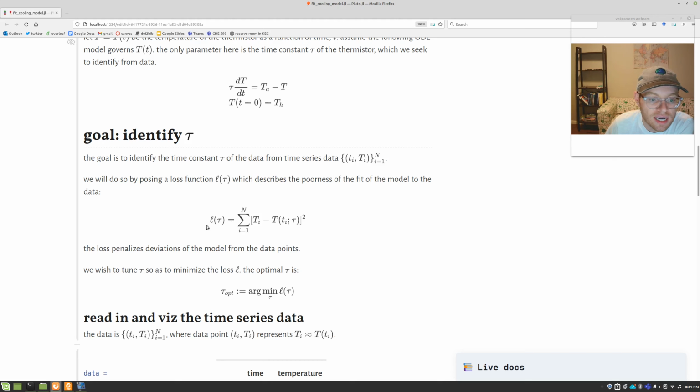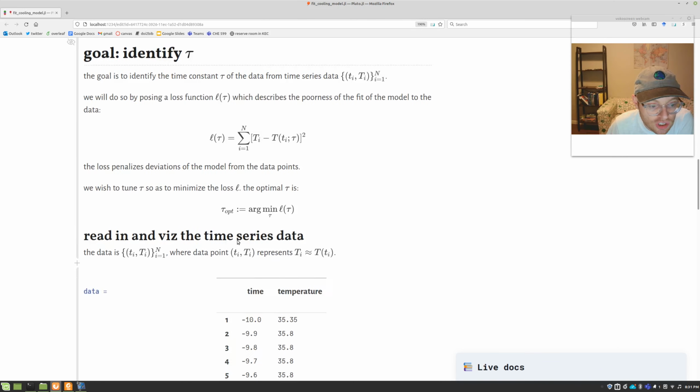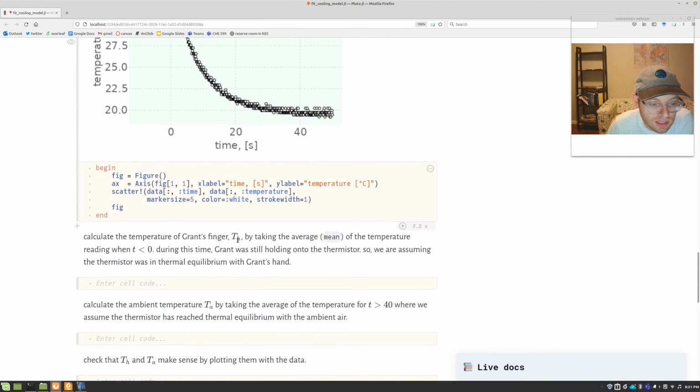So you're thinking of this loss L as a function of tau, and if you change tau, you have a knob and you tune tau, the loss is going to change. You want to tune tau to minimize the loss, because that's going to give you the tau such that the model most closely matches the data. So the loss penalizes deviations in the model from the data points. All right. The optimal tau is argmin of your loss function. Okay, so that's what we're going to do.